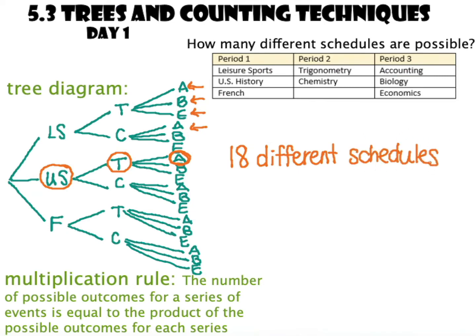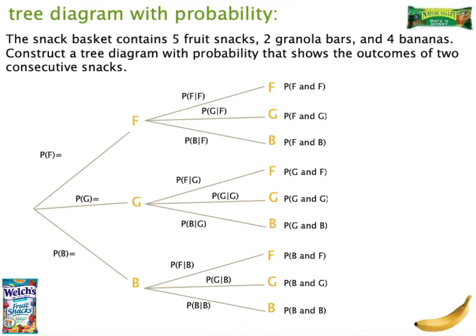The multiplication rule is just a shortcut to figure out how many different schedules there are. It says that if there are 3 choices for period 1, 2 choices for period 2, and 3 for period 3, we can just multiply each of those, and that would also tell us the number of different outcomes for how many schedules there would be. The multiplication rule makes it so that we probably wouldn't want to make a tree diagram usually, but if we add probability to that, it might make it a little more useful.